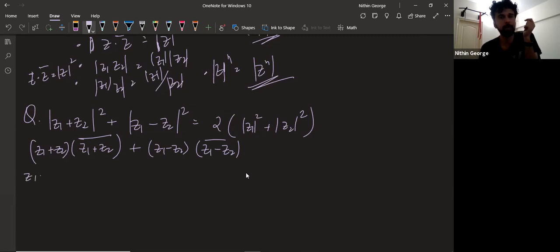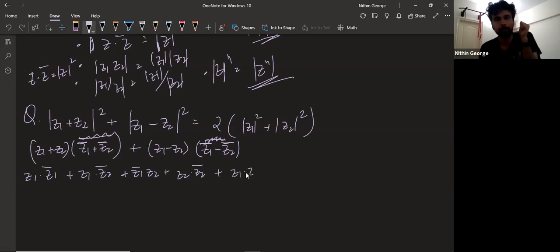We get z1 into z1 bar plus z1 into z2 bar. Basically, z1 plus z2 bar, I write that as z1 bar plus z2 bar. This is valid. z1 minus z2 bar becomes z1 bar minus z2 bar. So from here, I get this, plus z1 bar z2 plus z2 z2 bar. Now plus z1 z1 bar minus z1 z2 bar minus z2 z1 bar plus z2 z2 bar.